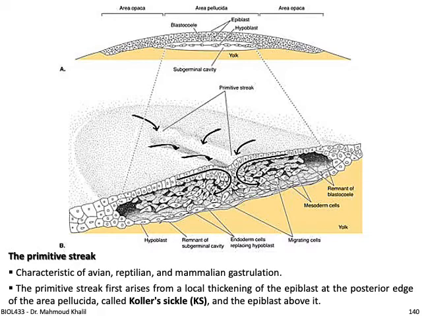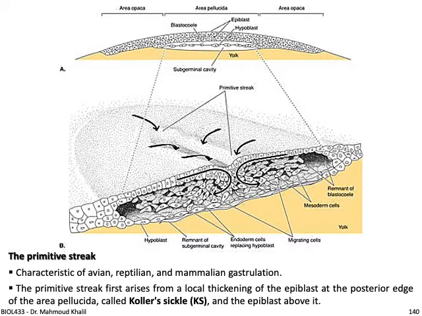These migrating cells give rise to two types of cells: mesodermal cells that lodge themselves between the epiblast and hypoblast, and endodermal cells that displace some of the hypoblast to form the endodermal layer. So the primitive streak is characteristic of avian, reptilian, and mammalian gastrulation. These streaks arise from a local thickening of the epiblast at the posterior edge, as we said before, of the area pellucida.